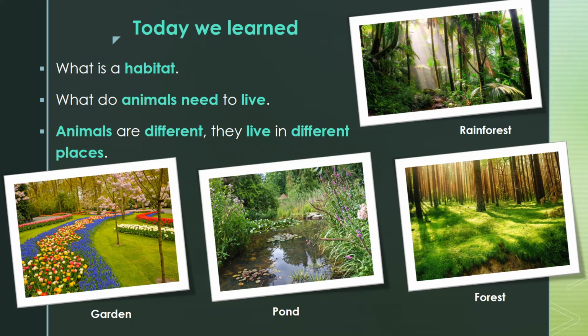Today, we'll learn what is a habitat, what do animals need to live. Animals are different. They live in different places and they do different things. We'll talk about garden, forest, rainforest. These three places are a land habitat. We also talk about pond. In this case, that's our water habitat.